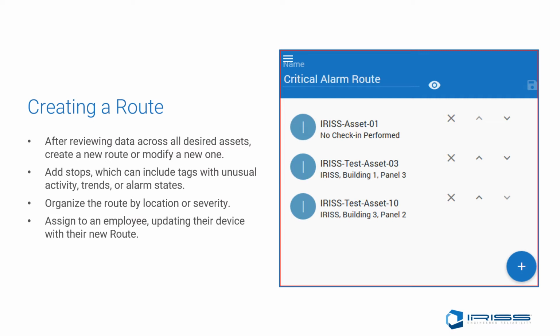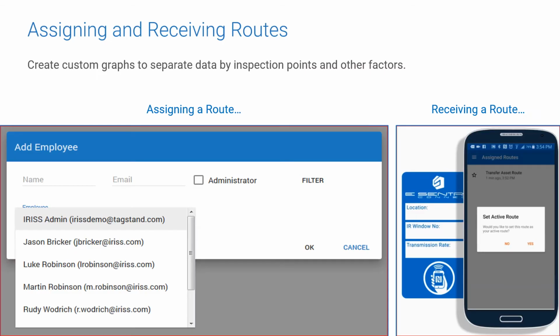So after reviewing data across all desired assets, create a new route or modify an existing one. So you add stops, which can include tags with unusual activity, trends or alarm states. You can organize the route by location or severity, and then you can assign it to an employee, updating their device with their new route. So once assigned to an employee, the route will appear on the user's device as an assigned route, allowing them to set it as active.